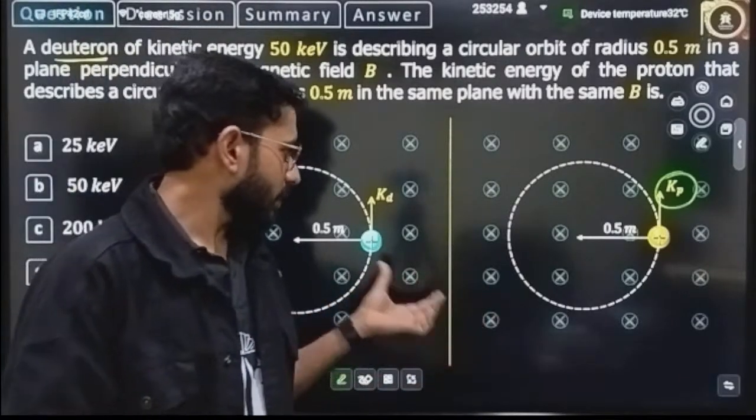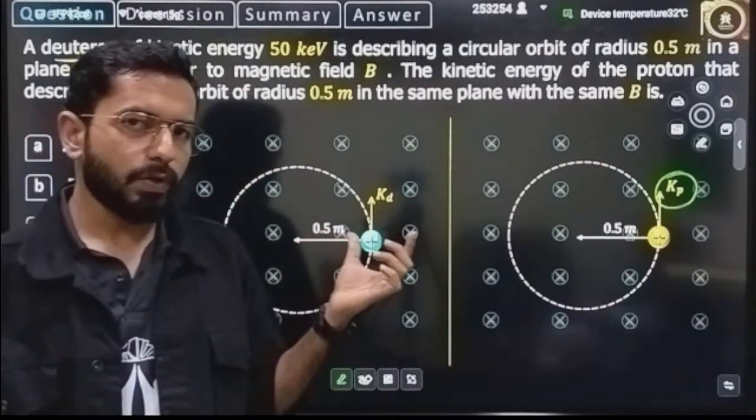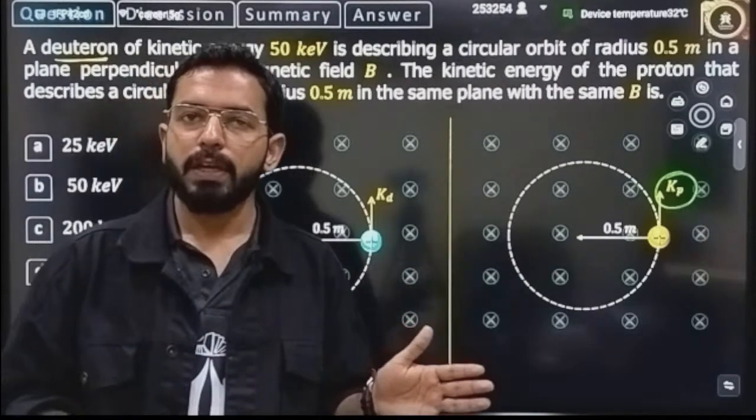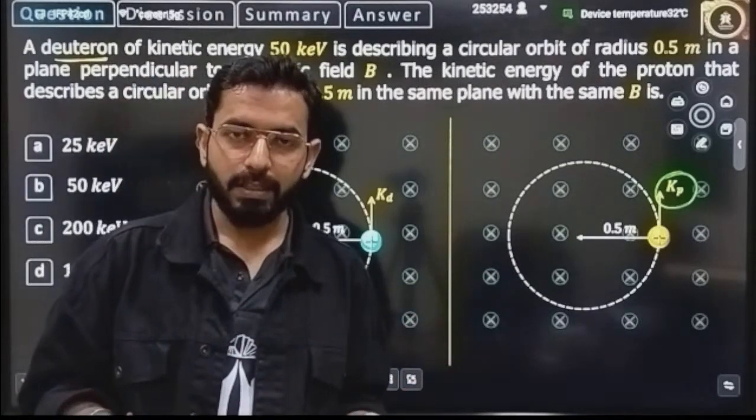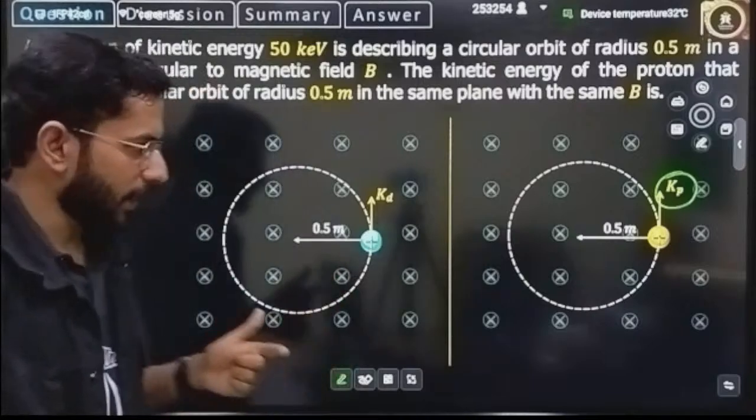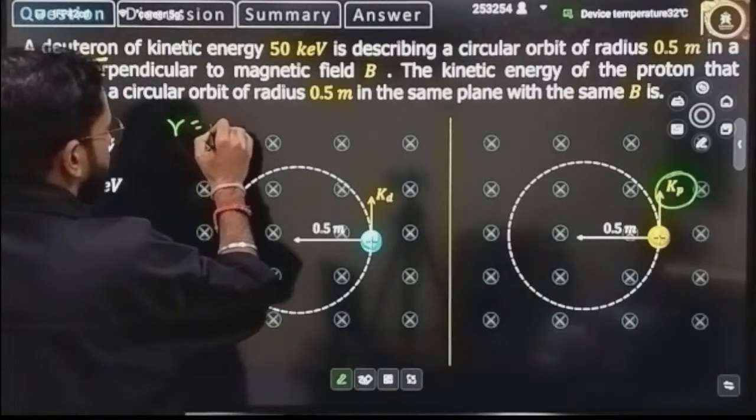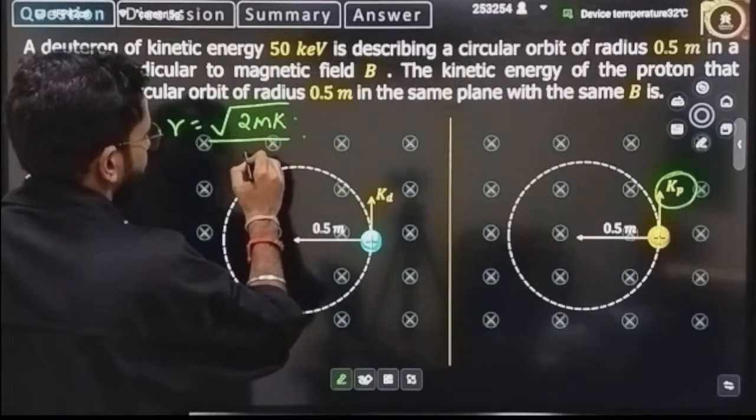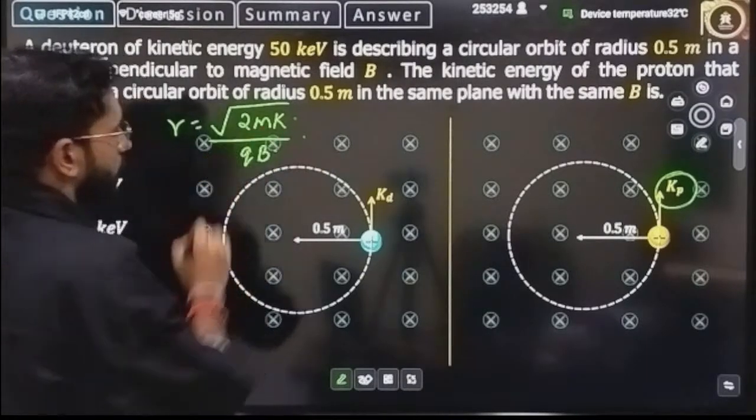What are the values that are given? They have given you the radius. They have given you the neutron and proton. What is the relationship between them? And they have given you the kinetic energy. Radius, kinetic energy. How will you relate them? Tell me. R is equal to root under 2m kinetic energy divided by Q into B.